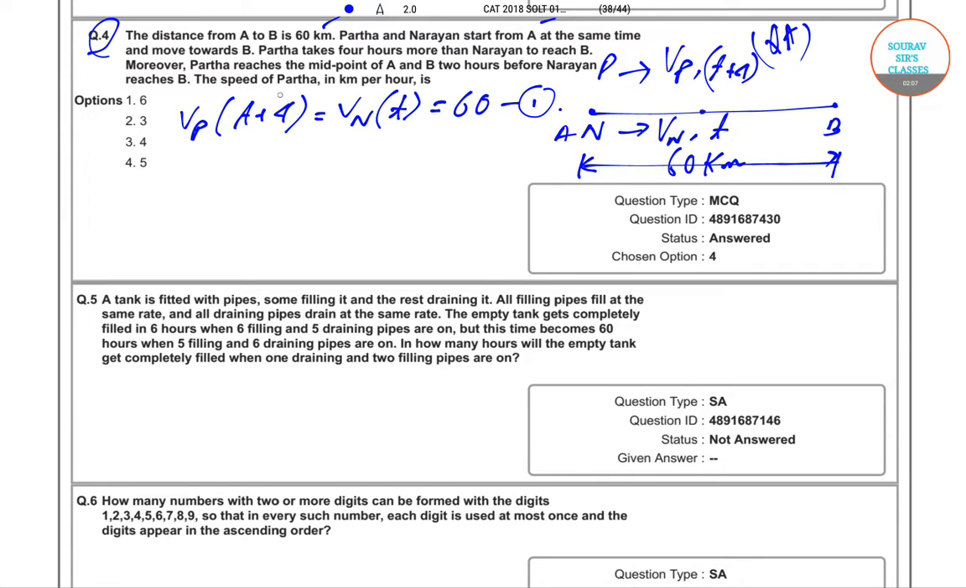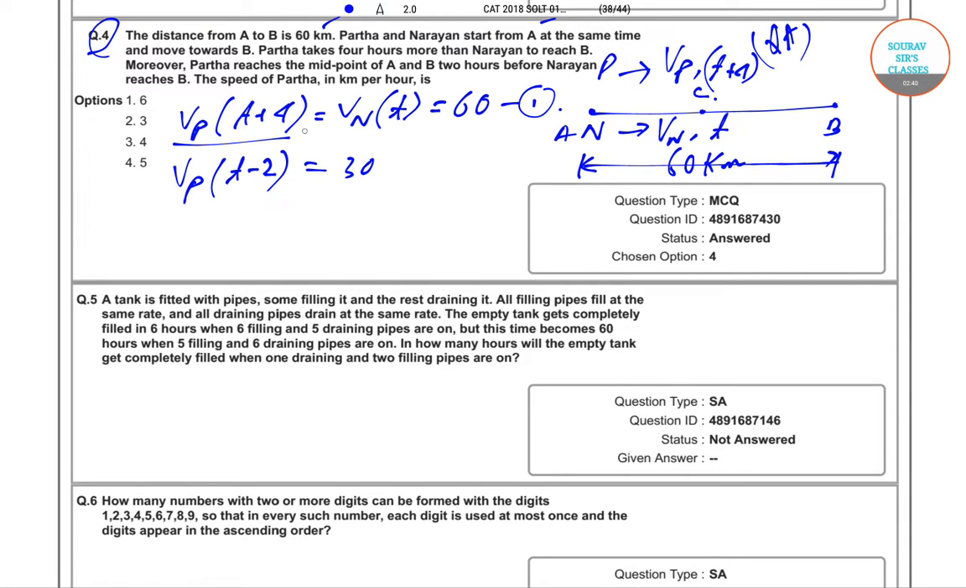The second point is Partha reaches the midpoint of A and B 2 hours before Narayan reaches B. Narayan reaches B in t hours, so Partha will reach the midpoint of A and B, which we can denote by point C, in t minus 2 hours. So Vp into (t minus 2) is the distance travelled, which will be equal to half of the distance between A and B, which is 60 by 2, 30 km.